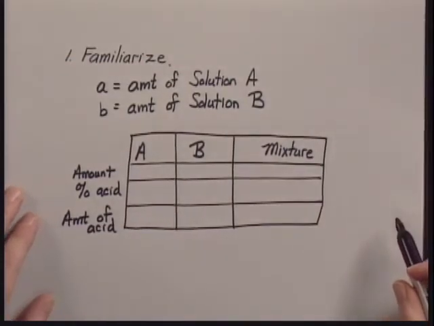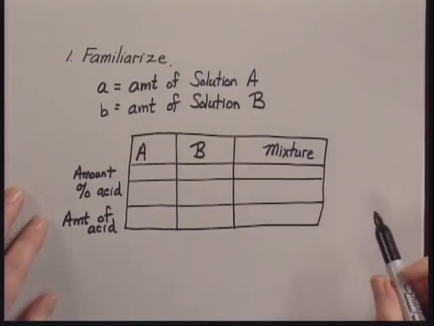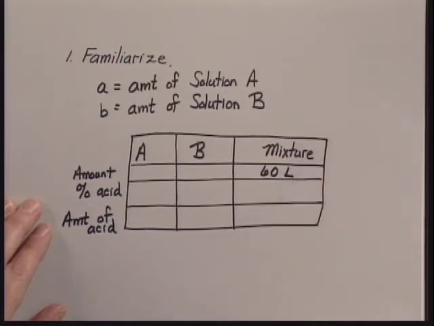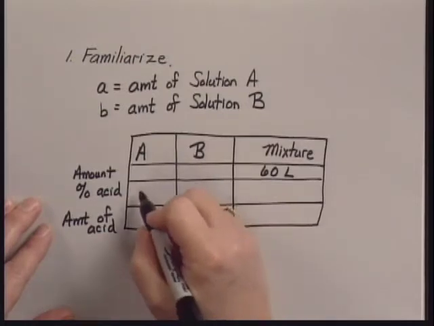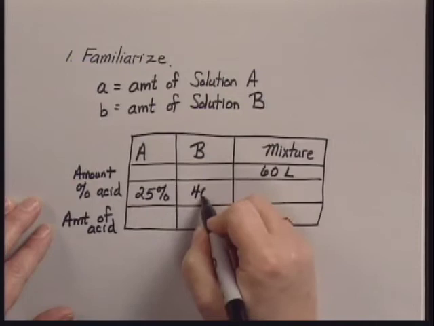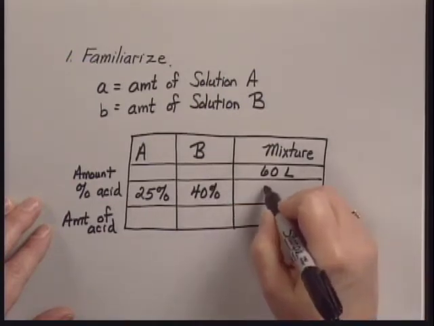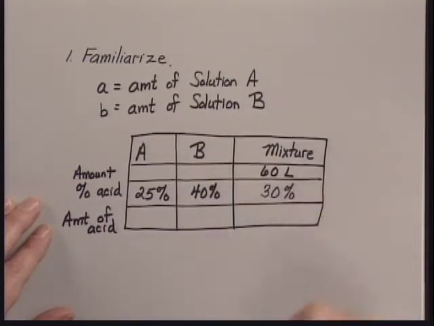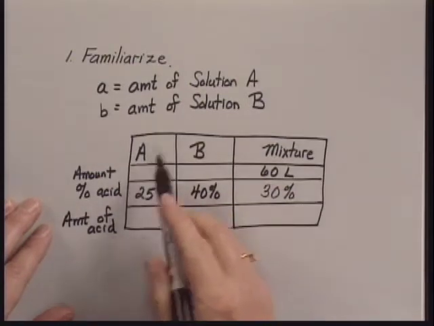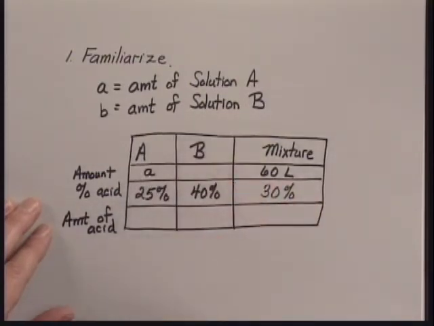Now, what I do is I fill in what I know. I know how much mixture I want total: 60 liters. I know the percent acid for all three. Solution A was 25% acid, solution B was 40% acid, and the mixture we want to be 30% acid. Now, is there anything else I know? Well, I've defined two variables, A and B. I'll put those in. The amount of solution A was A, the amount of solution B was B.